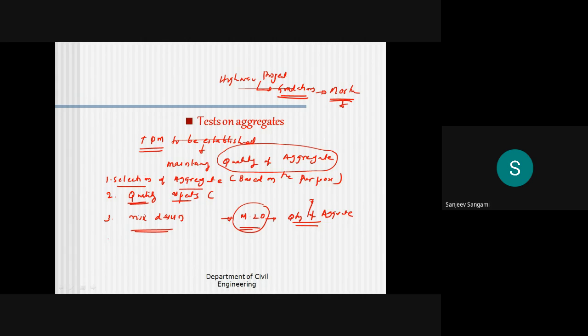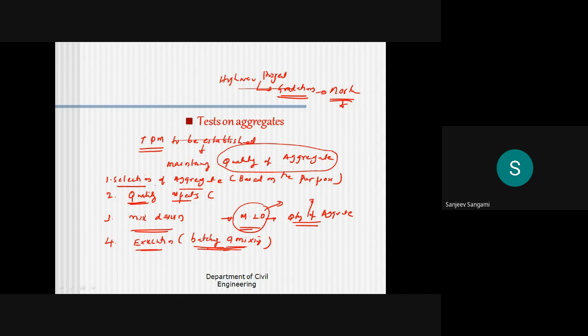Then once the mix design is done, during execution, that is batching and mixing, how exactly it can be done in the field. Most of the time you will give them M20 design, M30 design, M40 design, and M50 design, but the proper execution at the site is also very important.